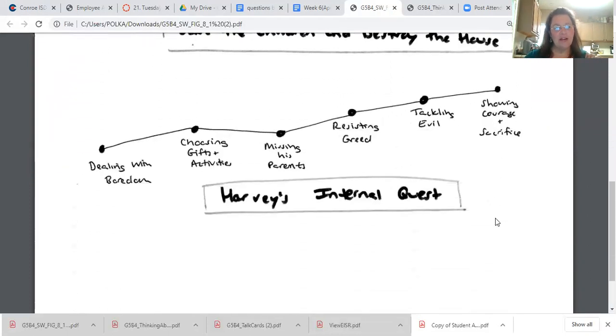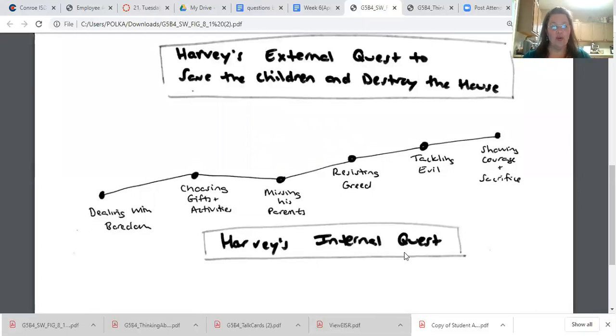And then if you scroll down here, we can see his internal quest. While there's things going on outside that he's trying to accomplish, there's things Harvey is dealing with on the inside. The first thing we notice is that he's dealing with boredom. We notice that at the beginning of this story. And then choosing the gifts and the activities, while he's in the house. We know those are really fun and somewhat hard to resist. And then he goes through this internal obstacle of missing his parents. He's like, I'm missing my parents, something's not quite right.